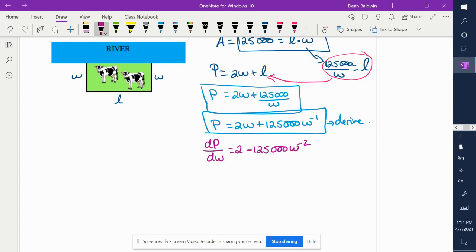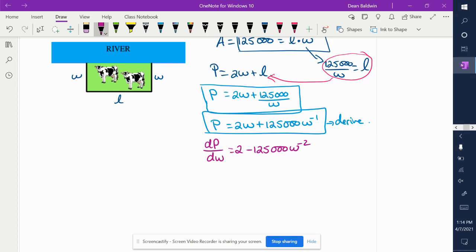Okay. Does everybody agree with that? How did I get that? I'm doing the power rule. You drop the -1 down, and take away 1 from the exponent. Is everybody good? Okay. Now, what do I do now?